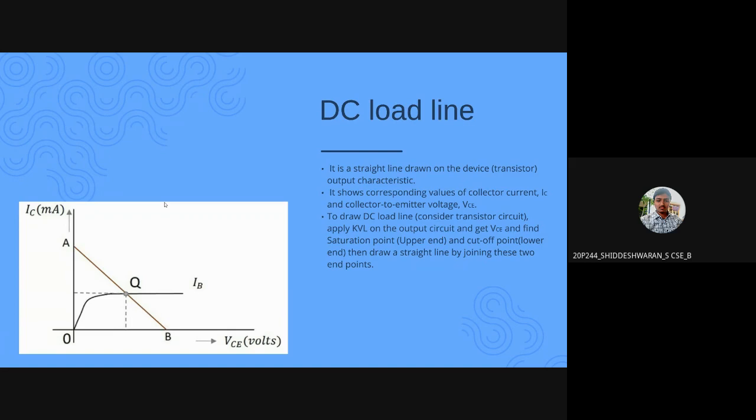To draw the DC load line, we should take the KVL of the output circuit, and we should keep current as 0 to get the x-axis point, and voltage as 0 to get the y-axis point. That is A and B respectively. And the point of intersection with the IB output characteristic curve and the DC load line is known as the Q point, which can be seen in the diagram shown.